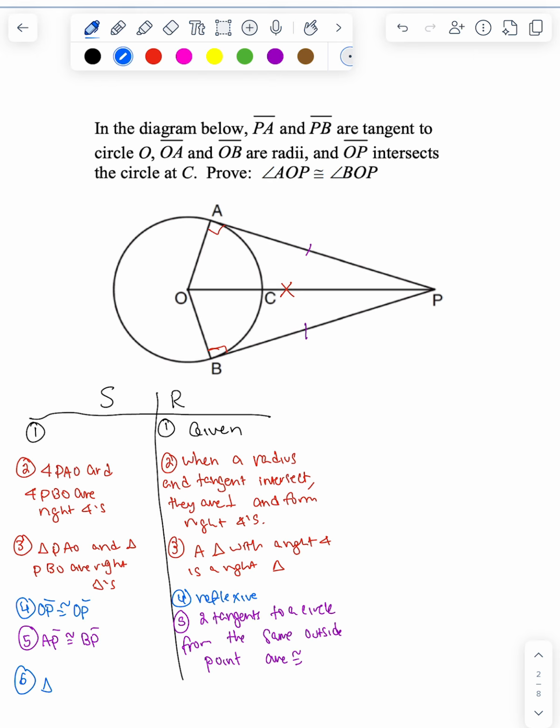So then we can say triangle PAO is congruent to triangle PBO by HL. That's the method I used here. Once again, not the only method, but it's the one I used. And then I can say that angle AOP is congruent to angle BOP due to CPCTC because we already proved the triangles congruent. So then the corresponding angles are also congruent.